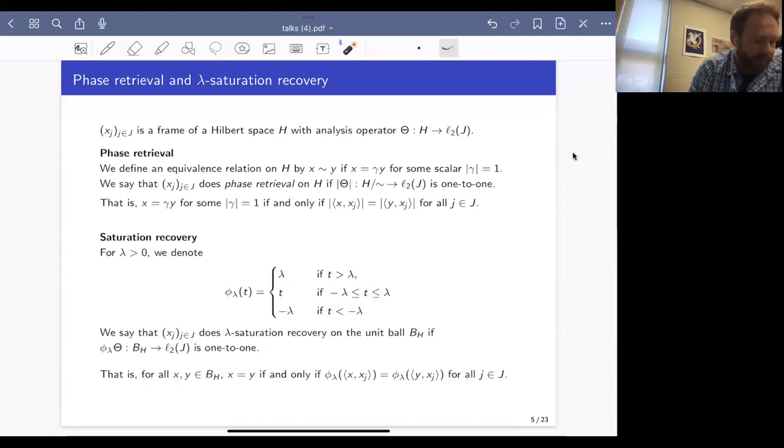And I'm specifically going to restrict myself to the unit ball now, because if you take a vector with huge norm, everything's going to get saturated and you can't know anything. And so let's just restrict to the unit ball. And we say that a frame does lambda saturation recovery on the unit ball if this composition of the analysis operator with this saturation operator is 1-to-1. And so that is, two vectors are equal if and only if phi lambda of their frame coefficients are equal.